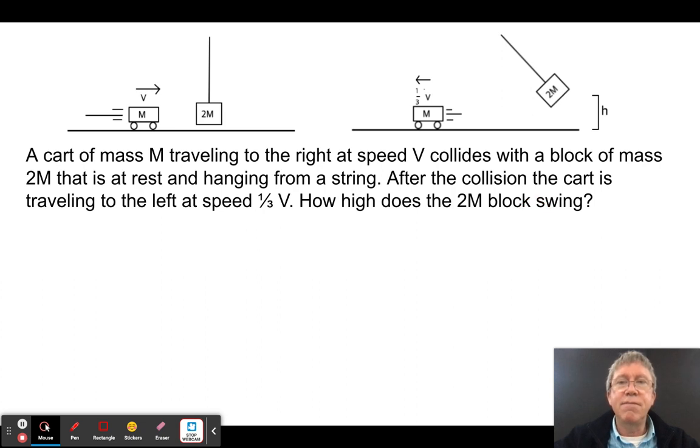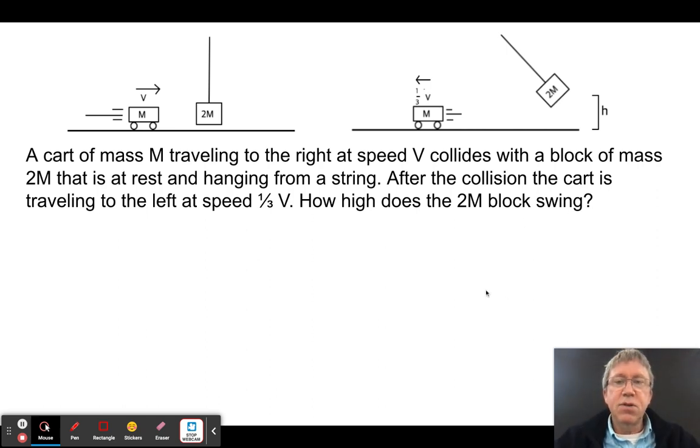All right, let's try another one here. I have a cart that's coming in. It is not changing height. It's just coming at one speed. It's colliding with this 2m object. It's bouncing off and going the opposite way. And I want to know, how high does this object swing? Again, very classic question to ask about this.